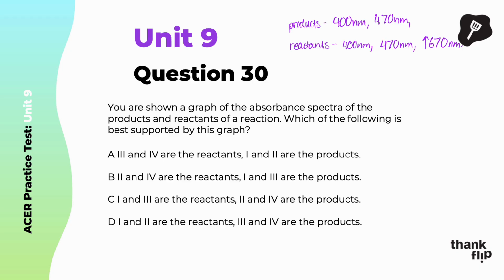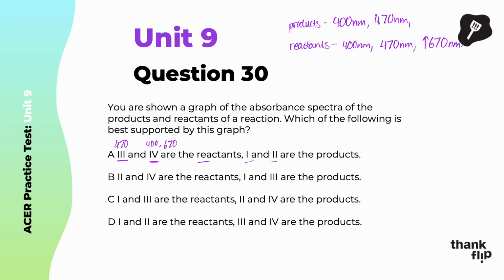So answer option A says that compound 3 and 4 are the reactants, and 1 and 2 are the products. So let's look at the stimulus, 3 and 4. So 3 is the pink dotted line, and 4 is the blue line. With the blue line, we have a peak at 400. So for number 4, we have a peak at 400. We have another peak at 670. And then for the pink dotted line, so for compound number 3, there is a peak at around 470.